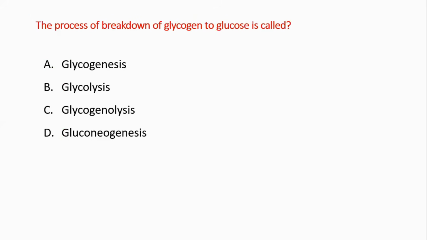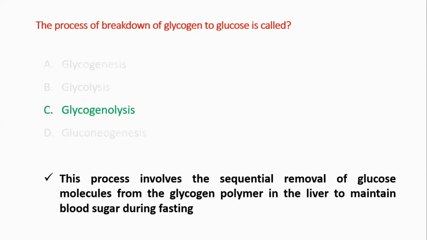So let's have a look towards the question. The process of breakdown of glycogen to glucose is called. Read the question once again. Glycogen to glucose. And the options are glycogenesis, glycolysis, glycogenolysis, and gluconeogenesis. Any guesses? And the correct answer is glycogenolysis. So it is breakdown of glycogen to release glucose.